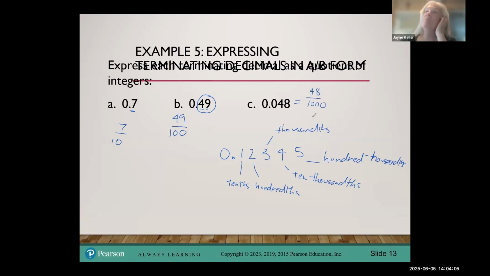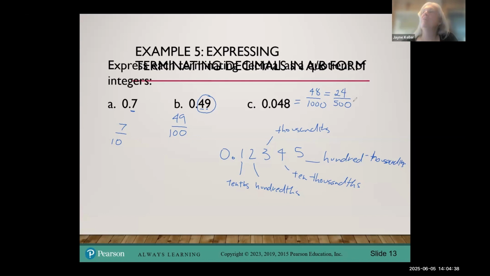Exactly. And then these I can't simplify. 7 is a prime number and it doesn't divide into 10. 49 only has factors of 1, 7, and 49, and none of those divide into 100. But this one, I see right away that I can divide a 2 into both of them. And so I could divide 48 by 2 and 1000 by 2.